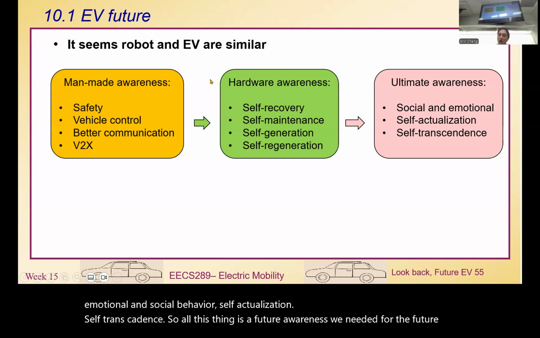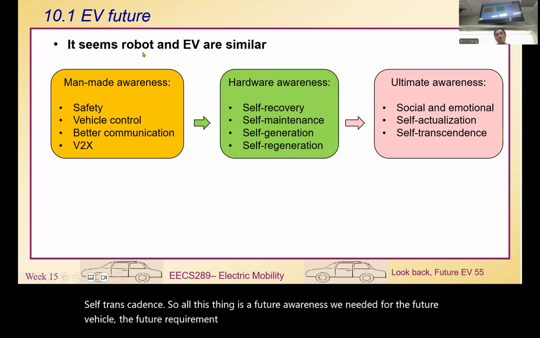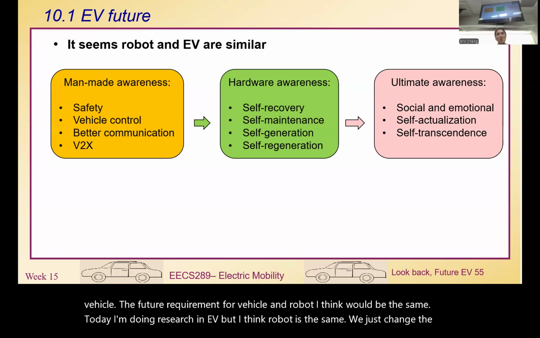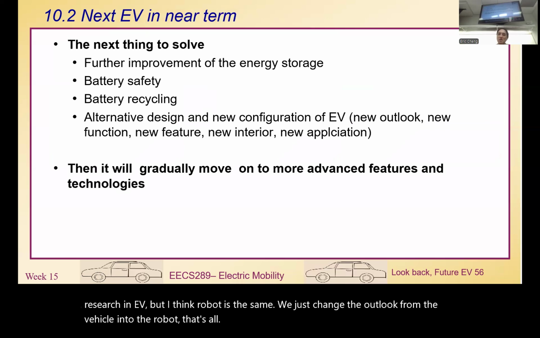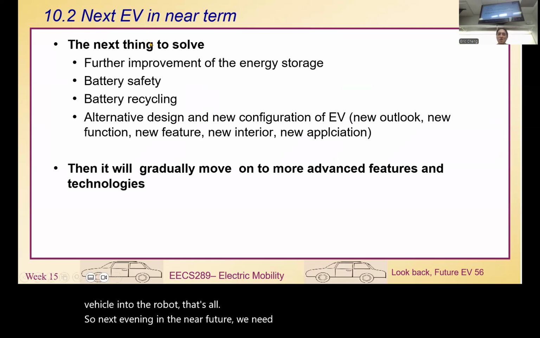The future requirement for vehicle and robot, I think, will be the same. Today, I'm doing research in EV, but I think robot is the same. We just change the outlook from the vehicle into the robot, that's all. So for the next EV in the near future, what do we need to do? Near future, we need further improvement in energy storage.